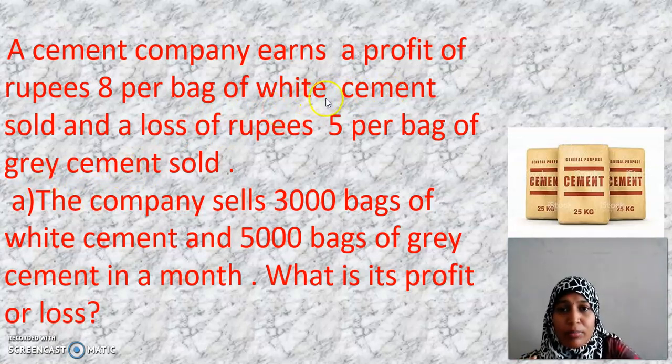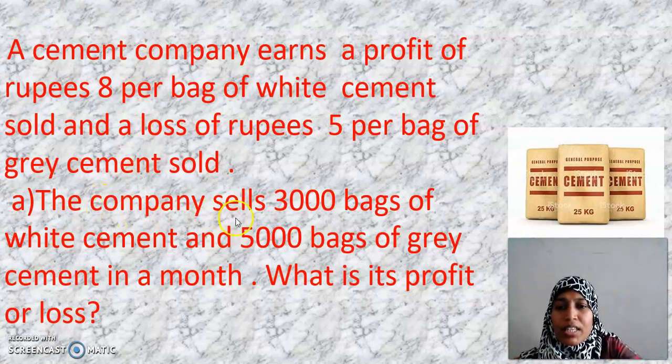If they sell white cement, they get a profit, whereas if they sell grey cement, they get a loss. How will they get a loss? Maybe that cement is old and no one comes to buy it. He wants to clear the stock, so he somehow sells that bag with less loss. If he sells even later, his loss may become more. So he decided to sell the grey cement for a loss of rupees 5 per bag.